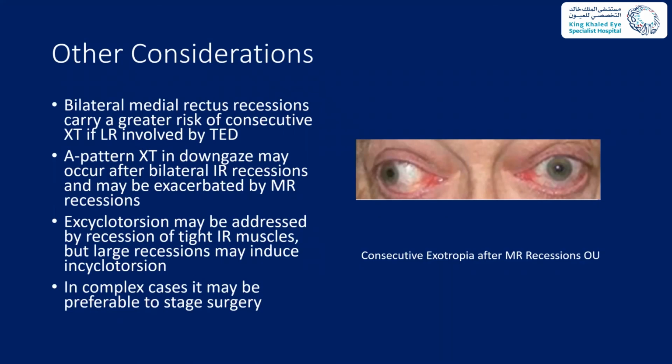What are some other considerations? Well, bilateral medial rectus recessions carry a greater risk of consecutive exotropia if the lateral rectus is involved in thyroid eye disease. Here's a consecutive exotropia after medial rectus recessions. An A-pattern exotropia in downgaze may occur after bilateral inferior rectus recessions and may be exacerbated by medial rectus recessions. Excyclotorsion may be addressed by recession of tight inferior rectus muscles. But remember that large recessions may induce incyclotorsion, and in complex cases, it may be preferable to stage the surgery.